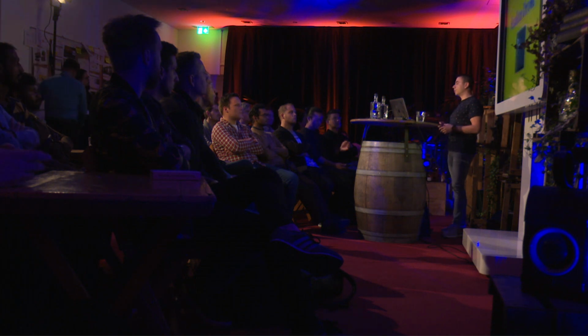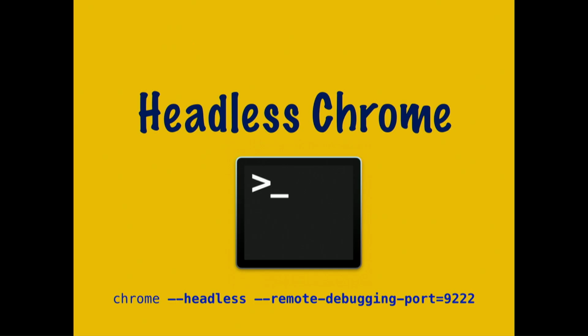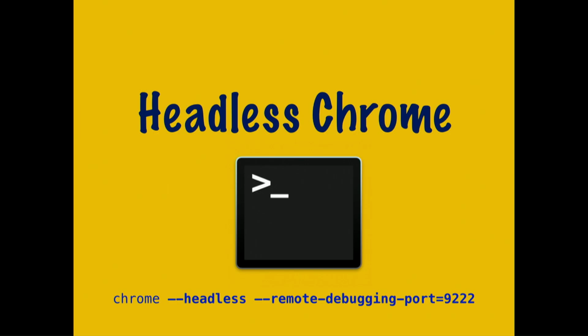And not so long ago, Chrome engineers introduced headless Chrome. By putting these parameters into your Chrome execution, you can run Chrome in headless mode, which means you don't need a graphical user interface anymore, and you can run it on any server basically, in a continuous integration environment, in your cloud functions, anywhere. And this opens a wide door of possibilities for us, and we are going to discover these possibilities today.